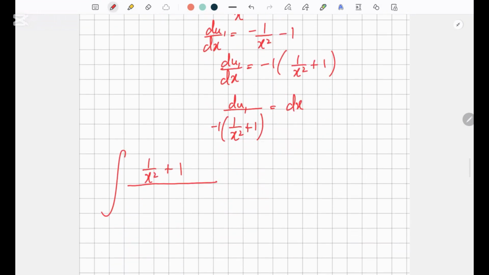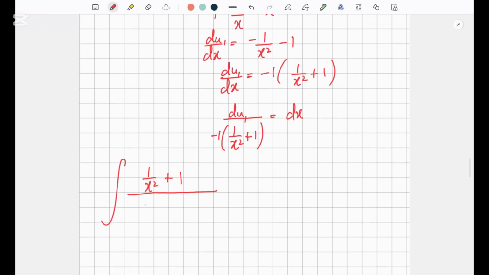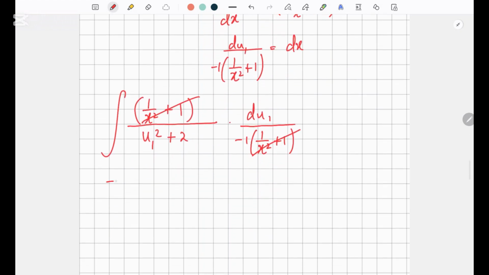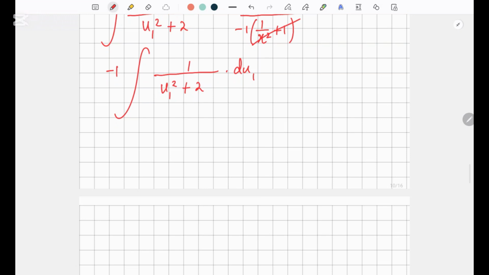So instead of 1 over x minus x, I'm going to write u dash squared plus 2. Instead of dx, I'm going to write du dash over negative 1 into (1 over x squared plus 1). You can see the numerator cancels off with this, right? You take minus 1 out, and you need to integrate 1 over u dash squared plus 2 du dash. So how do you integrate this? So what I'm going to do first is take 2 out from the denominator.